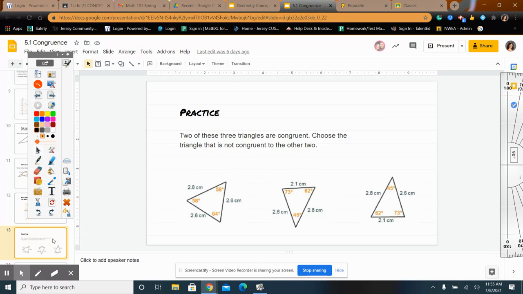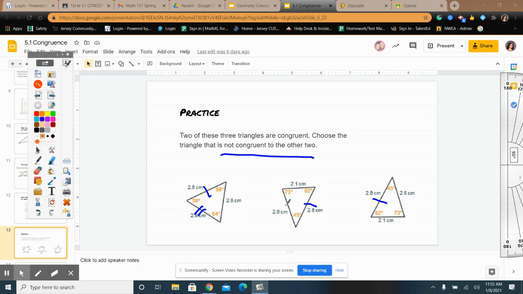Let's practice on these. Two of them are congruent. Which one is not congruent? Which one does not match? Well, let's see. We have a 2.8. Does anything match a 2.8? Here's a 2.8. Here's a 2.8. And here's a 2.8. So they all have 2.8s. That's good. This has a 2.6.